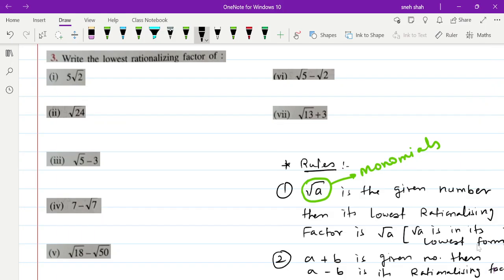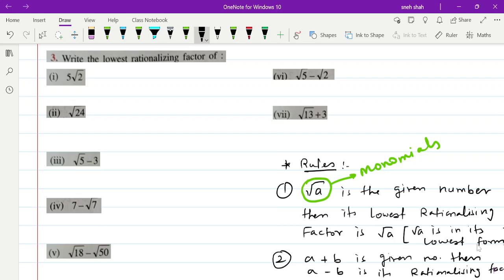Hello students. In this video, we are solving question number 3 from exercise 1C of chapter 1, Rational and Irrational Numbers, from the Selina class 9 textbook. In this question, we have to write the lowest rationalizing factor of the given numbers.